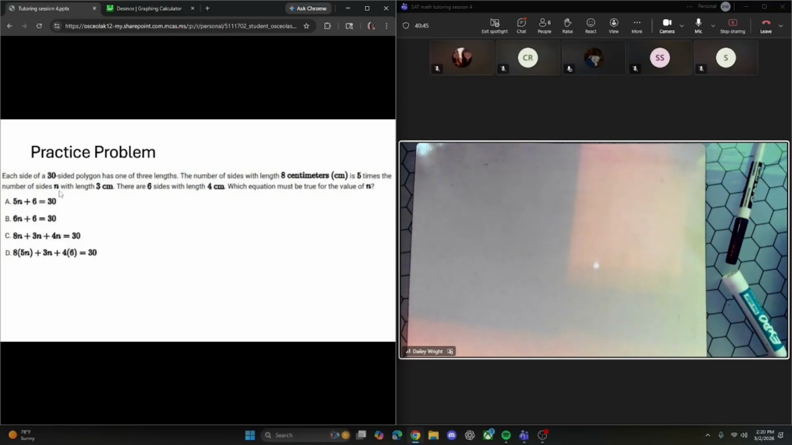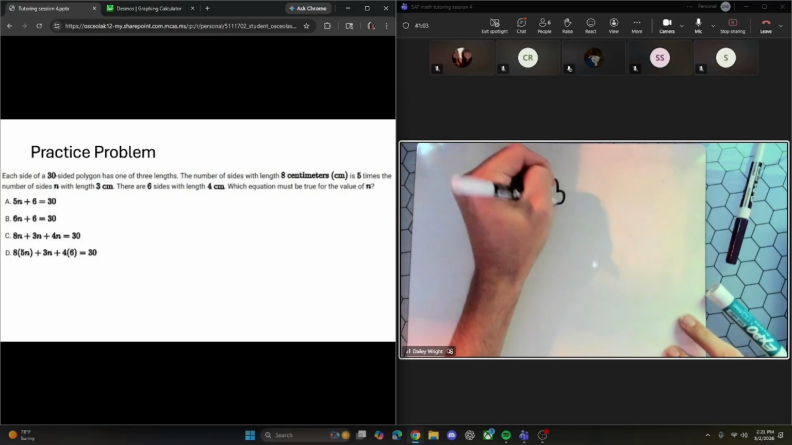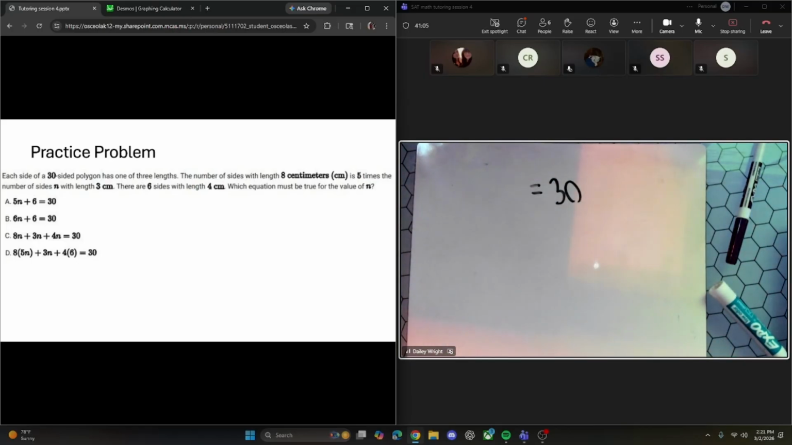So what we know off this equation, we can automatically disregard the lengths. We can disregard the 3 centimeters, the 4 centimeters, and the 8 centimeters, because we're looking for an equation that calculates the number of sides. And we know the polygon has 30 sides total, so whatever our equation is, it's going to be equal to 30, as shown in the answer choices.